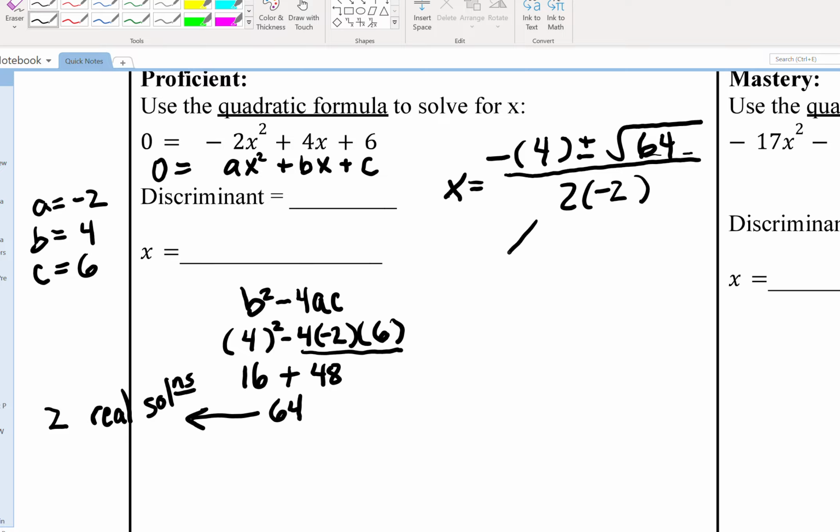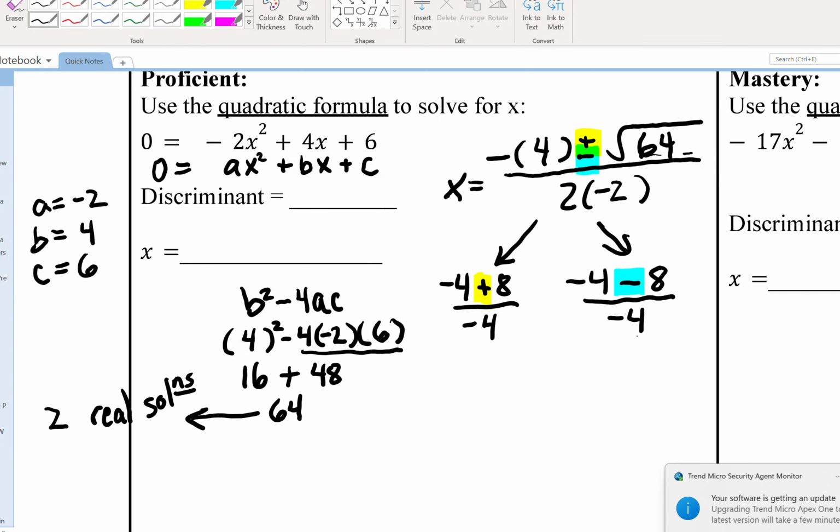And so now we separate these out. I've got -4 plus the square root of 64, which is simply 8, and 2 times -2 that'd be -4. And then the other solution: one of the solutions comes from the plus, and the other solution comes from this minus. So here we're going to write -4 minus the square root of 64, which is 8, all over -4.